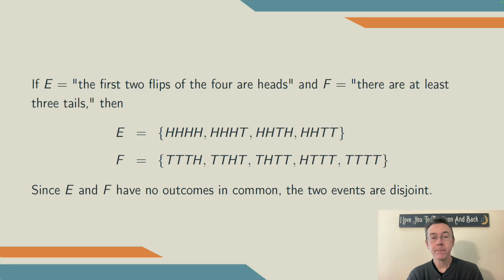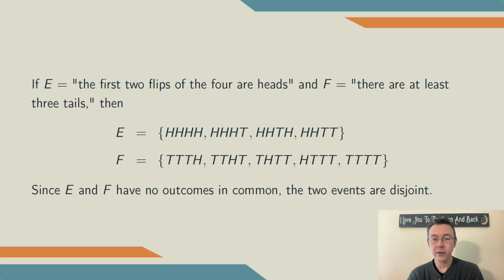So for these 2 events, if E is that the first 2 of the 4 flips are heads, then we have 4 possible outcomes. Heads, heads, heads, heads; heads, heads, heads, tails; and so on. If F is the event there are at least 3 tails, then we have 5 possible outcomes, which I've written here. And the way I organized my work on F was to do the 4 ways that we could get exactly 1 head and 3 tails. So I put the head last, then the head second to last, then the head third to last, and so on. And then after I wrote all those down, I wrote the other outcome in this set where all 4 of my flips are tails.